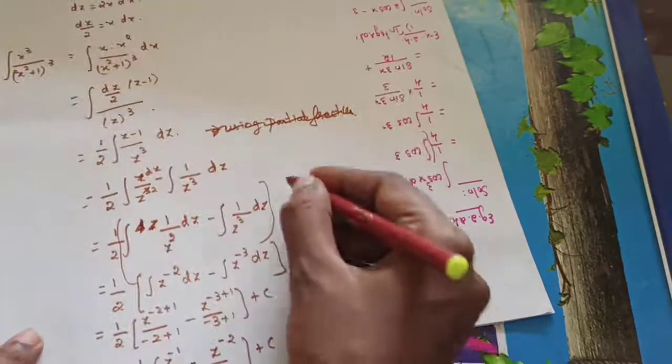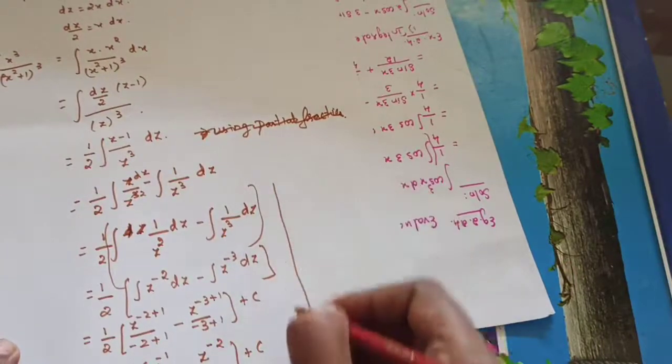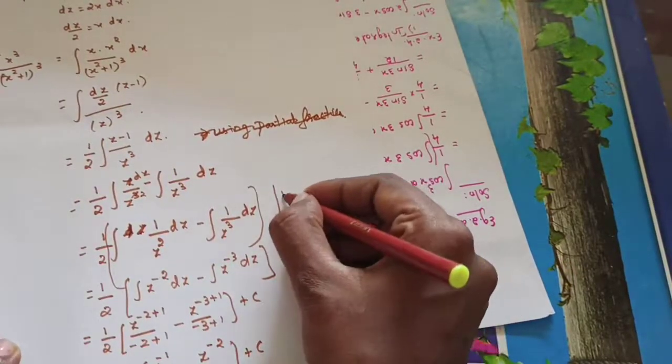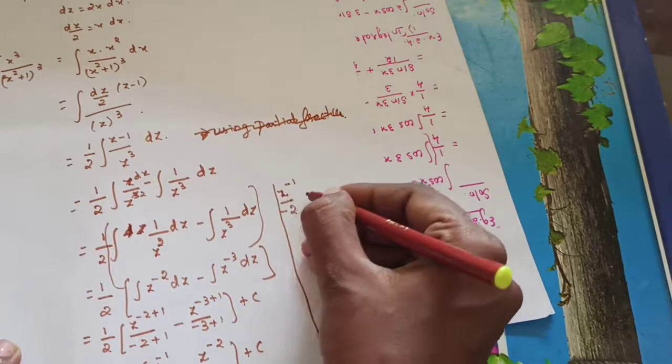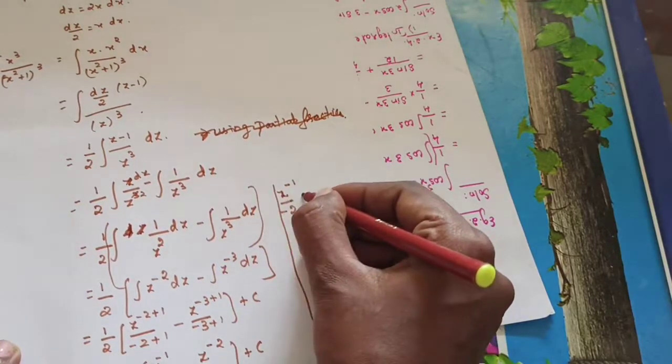Now you can multiply with that 1 by 2 here. Writing here, so 1 by 2 into, that is z power minus 1 divided by minus 2 minus into minus, again here will be plus.